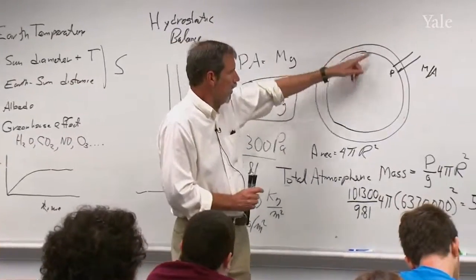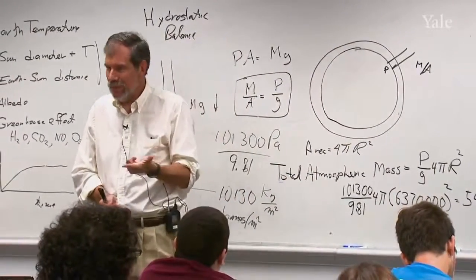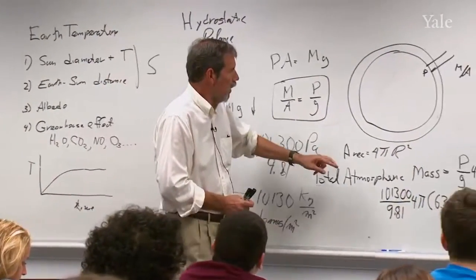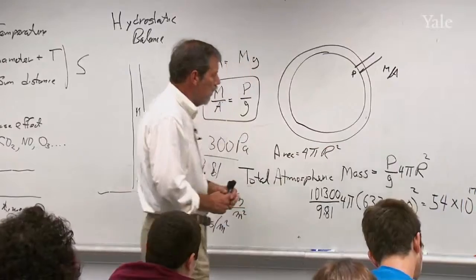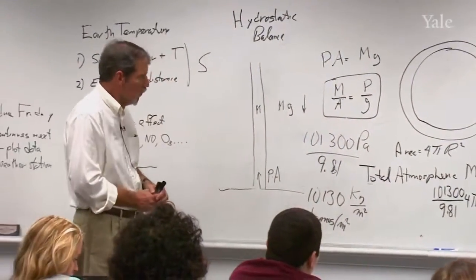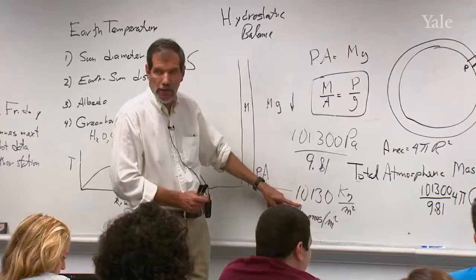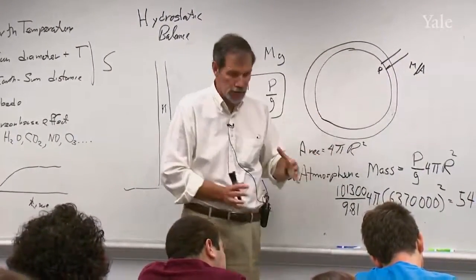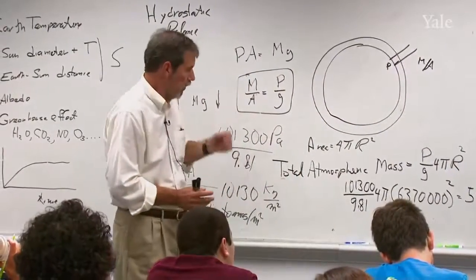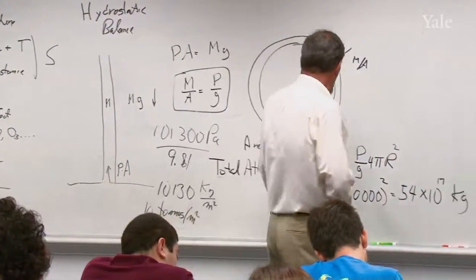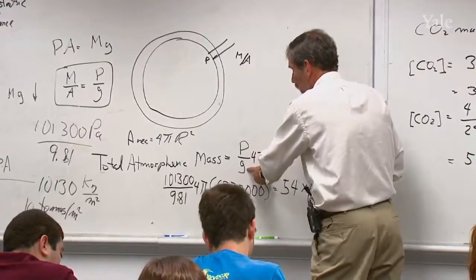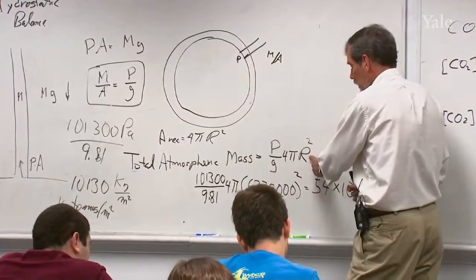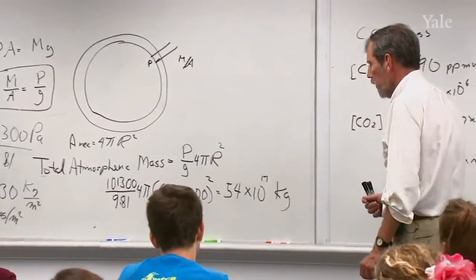I just have to know the area of a sphere. We used that the other day for another purpose. That's 4 pi r squared. So if each square meter of Earth's surface has this much mass standing above it, then I just multiply that by 4 pi r squared, which is the total number of square meters on the surface of the Earth, and I get the atmospheric mass. So the atmospheric mass is given by P over g, which is the same as M over A, times 4 pi r squared. Where now this r is the radius of the planet.